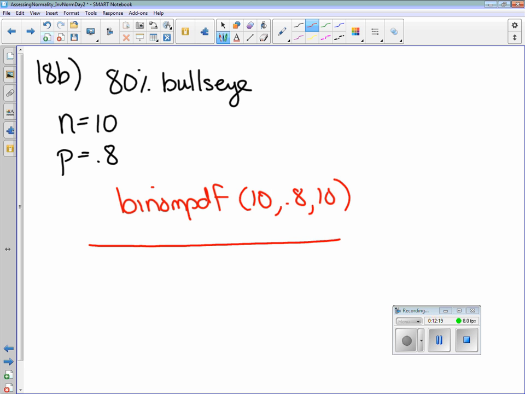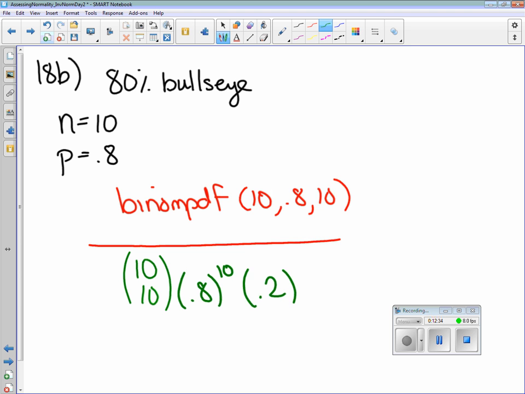If you're going to use the formula, if it asks you to use a formula, you would obviously have to do 10 choose 10. Remember, that's not a division, but that's actually a combination. 10 choosing groups of 10. And then you have 0.8 raised to the 10 power. And then 1 minus 0.8, which happens to be 0.2, raised to the subtraction of those, which is the 0 power. Both of those should give you the same answer. And the answer was 0.107.